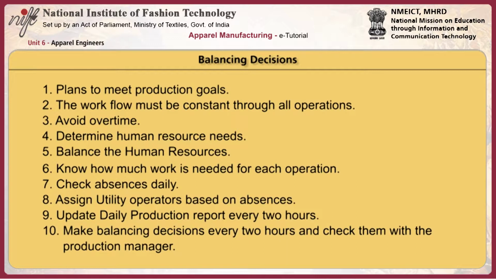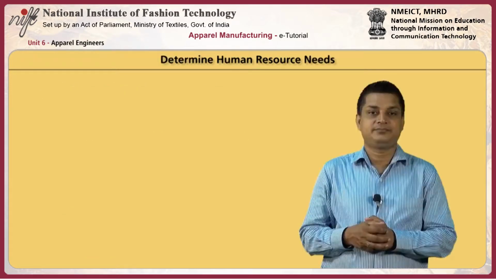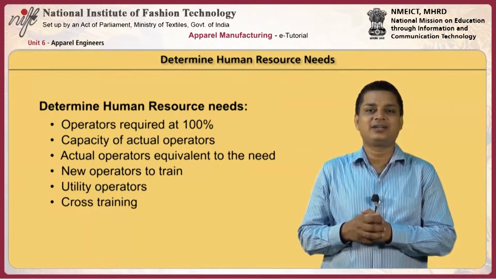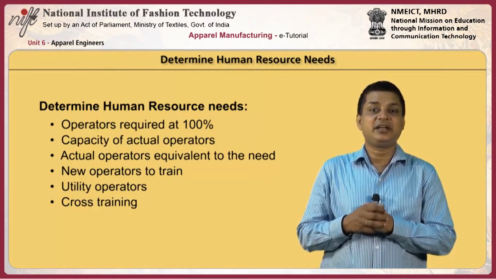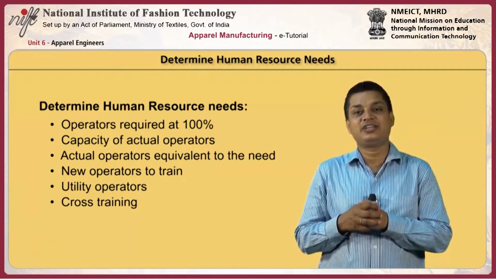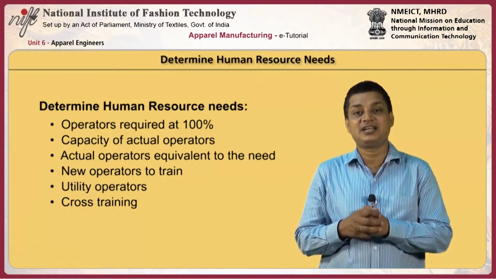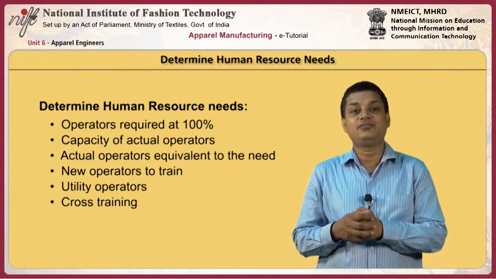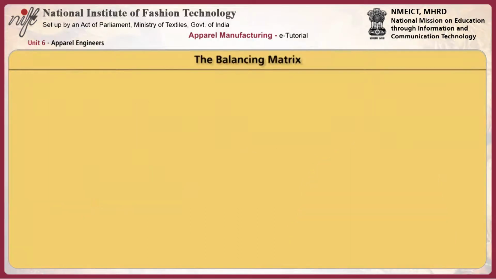Update the daily production report every 2 hours. Make balancing decisions every 2 hours and check them with the production manager. Determine how many operators are required to work at 100% capacity. Determine the capacity of actual operators, the actual operators equivalent to the need, the number of new operators that need to be trained, the number of utility operators, and the need for cross-training staff.